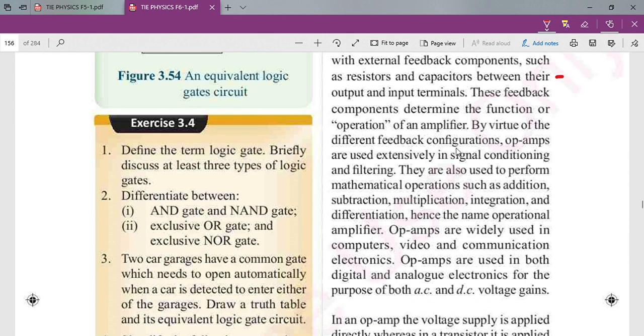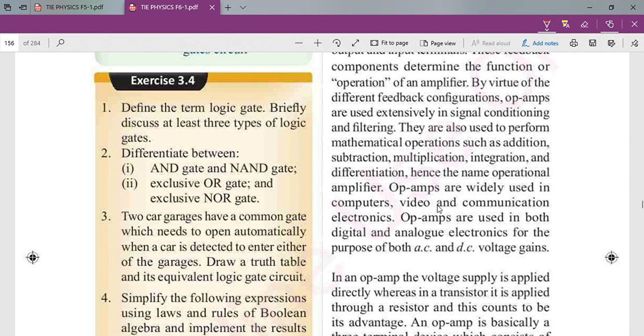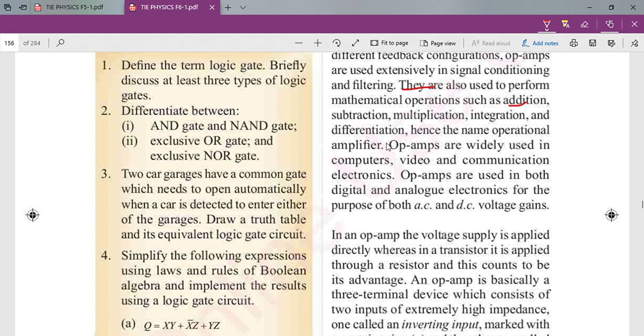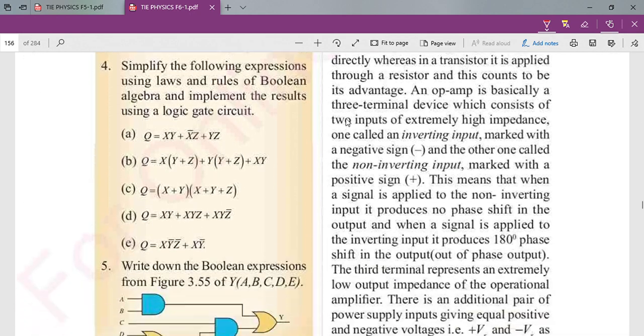This operational amplifier has several uses, like in computers and multiplication. It is called the operational amplifier because it performs mathematical operations such as addition, subtraction, multiplication, integration, and differentiation. So it is called the operational amplifier because it can perform these arithmetic operations, as you can see.